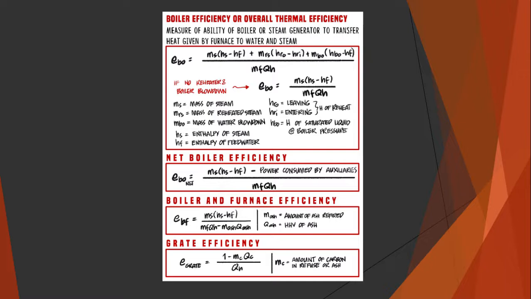Rate efficiency is equals to 1 minus amount of carbon in the fuel or ash times QC. QC is higher heating value of our combustible all over the higher heating value. The next po.